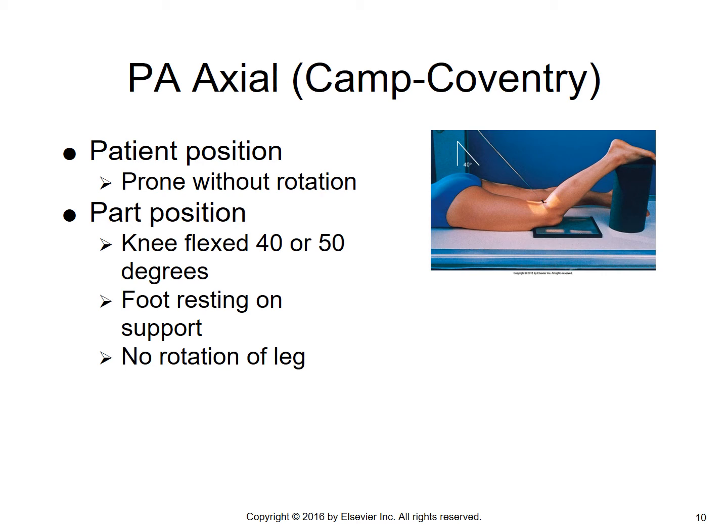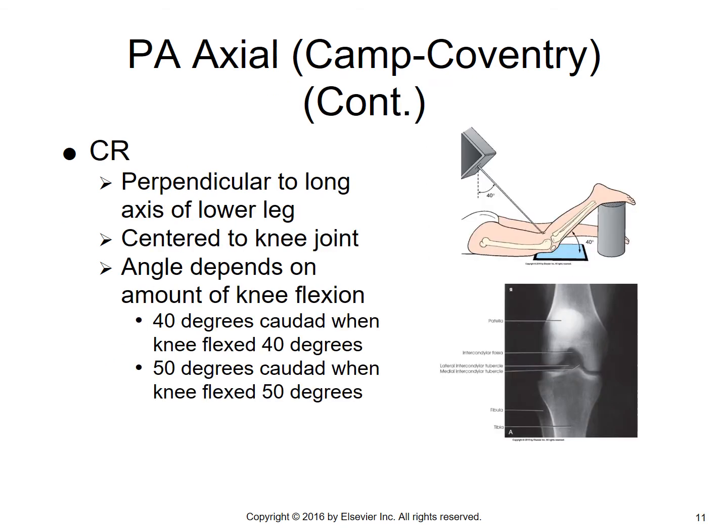Notice the central ray. It's going to be coming down in a caudal direction. So central ray perpendicular to long axis of the lower leg, centered to the knee joint. And the angle is going to depend on the amount of knee flexion. 40 degrees caudal when the knee is flexed 40 degrees, or 50 degrees caudal when the knee is flexed 50 degrees. So either 40, 40, or 50, 50.